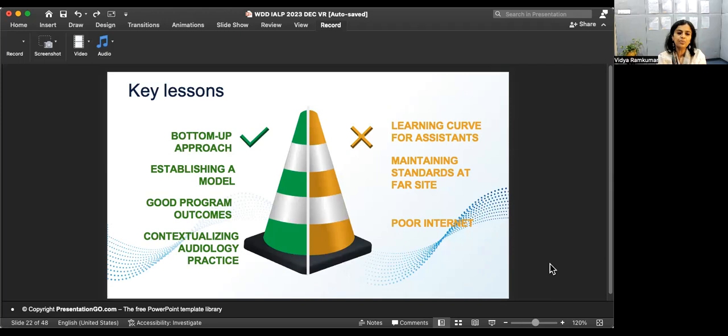And from all of these, what we gathered was that a bottom-up approach works. We can establish good community-based models. We can task shift to community workers, and we know how to train them such that they can bring good outcomes. We also learned how to contextualize audiology practice so that it can suit the environment and the context that is prevalent here.